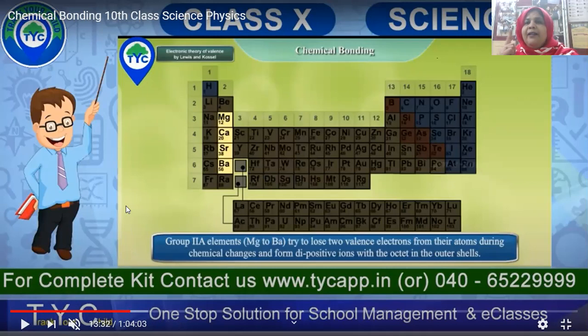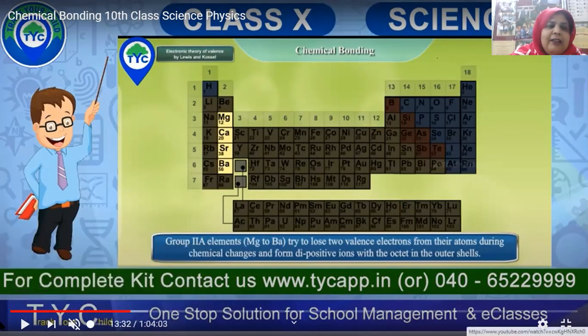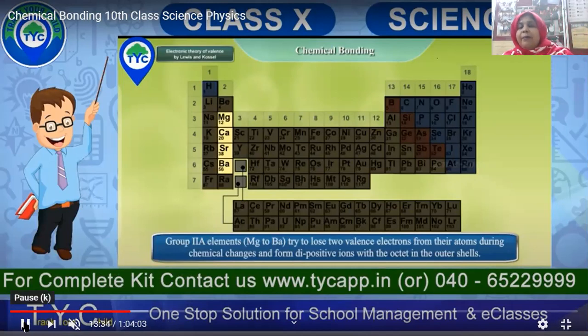If only 1 electron is there which they are ready to lose, then they are called unipositive. Whereas group 2 elements are dipositive because they have got 2 electrons in their outermost shell which they are ready to share to get an octet, to become stable.